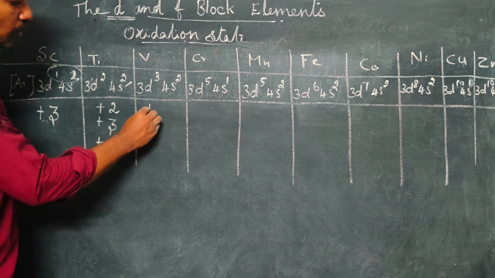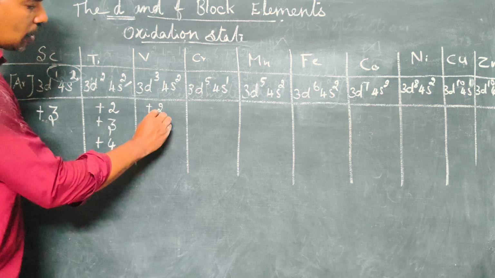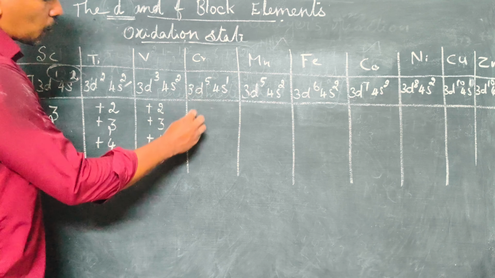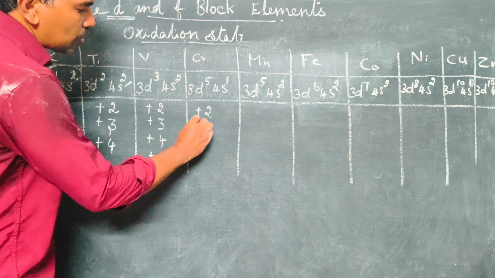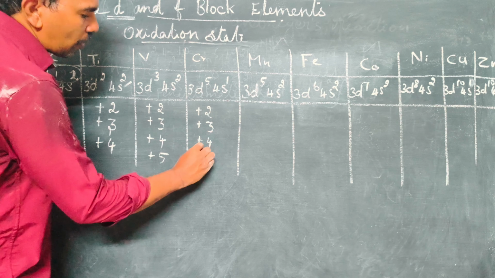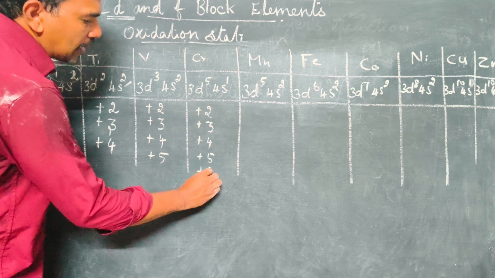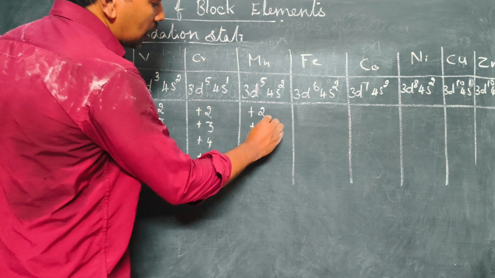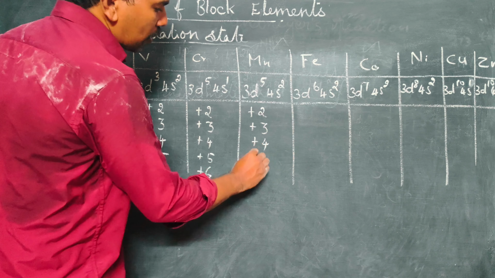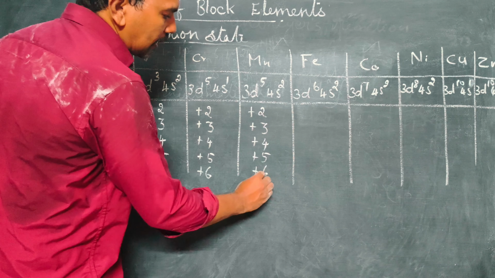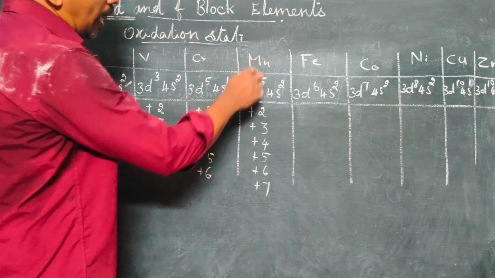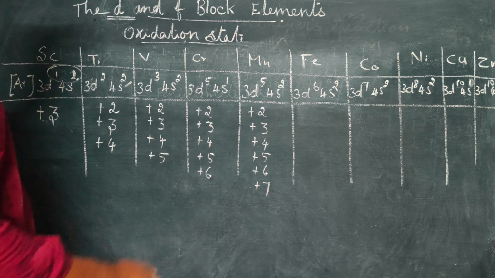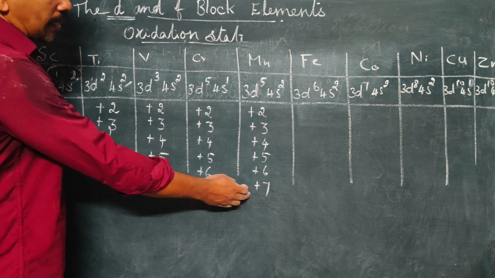Likewise, vanadium gets the oxidation states +2, +3, +4 and +5. Then chromium: +2, +3, +4, +5 and +6. Manganese: +2, +3, +4, +5, +6 and +7. Manganese has the highest oxidation state in the 3d series, +2 to +7.